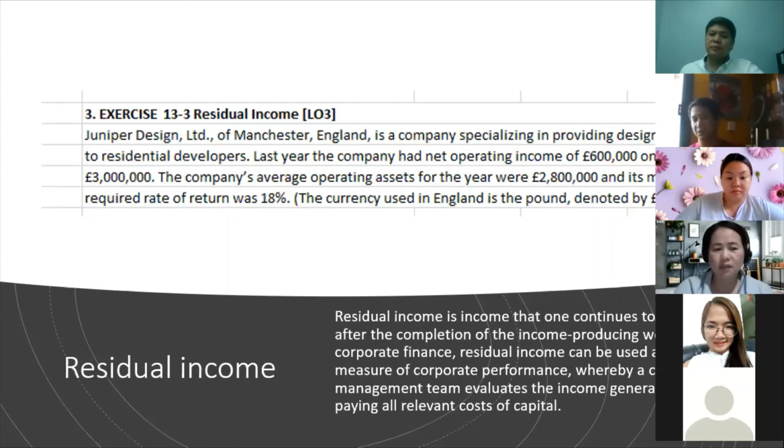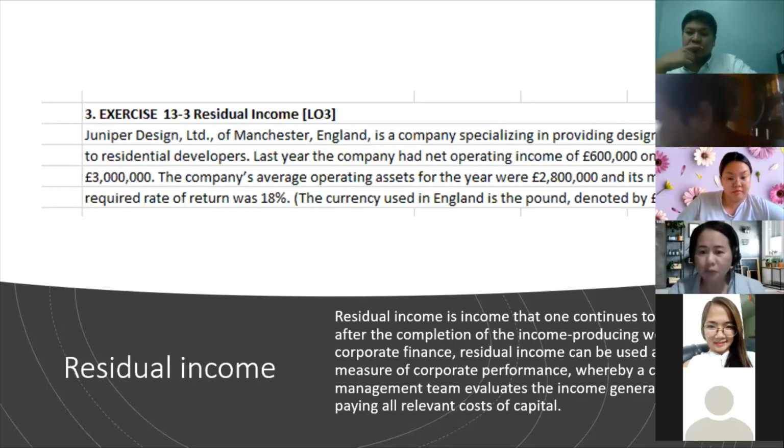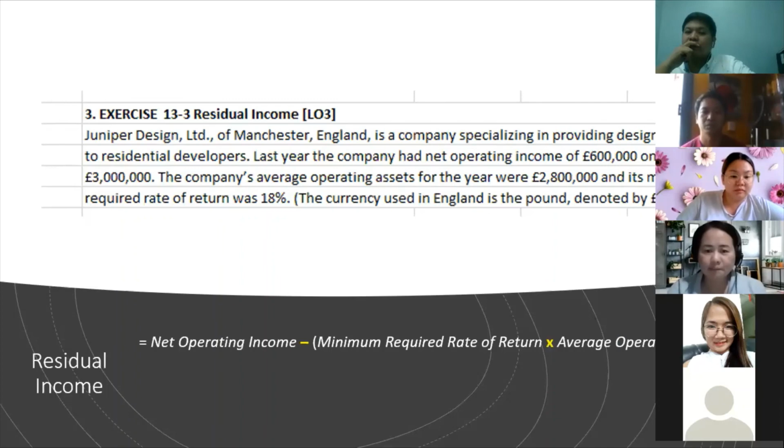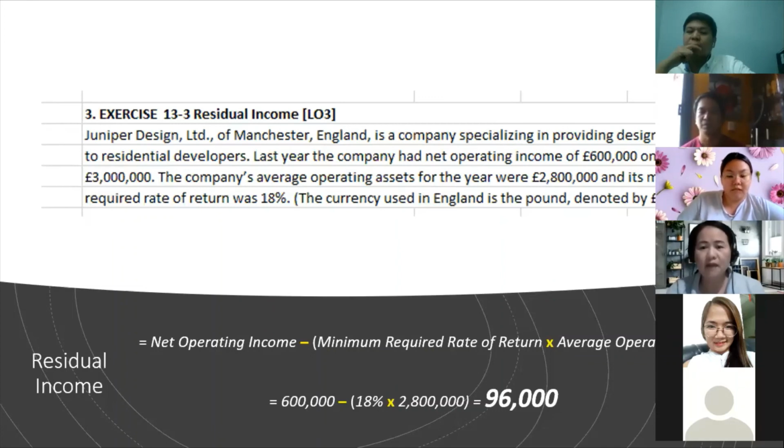Next po. Okay, residual income is an income that one continues to receive after the completion of the income-producing work. In corporate finance, residual income can be used as a measure of corporate performance, whereby a company's management team evaluates the income generated after paying all the relevant costs of capital. So ang formula po is residual income equals the net operating income minus minimum required rate of return times the average operating assets.